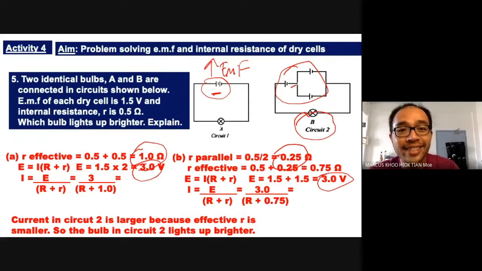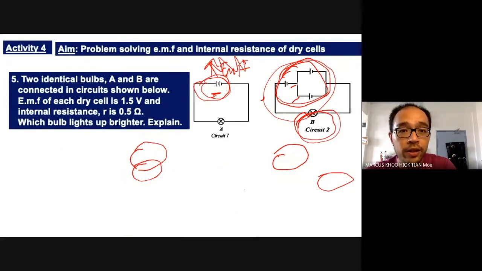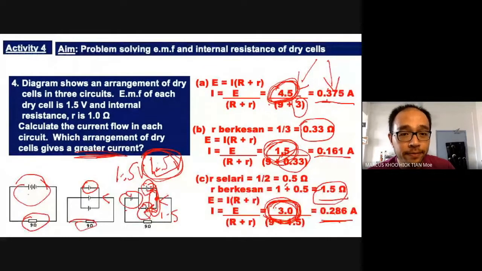This is a case of the same EMF. Sorry, my mistake over here. This is 3 volts, this is also 3 volts. And so because of that, we find that this current is bigger because the effective resistance is smaller. Question number 4 and number 5 are entirely different altogether.